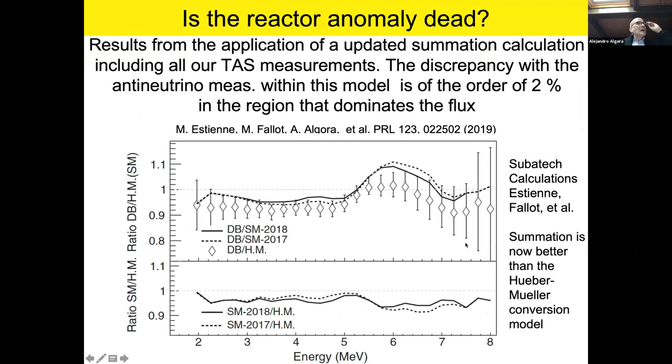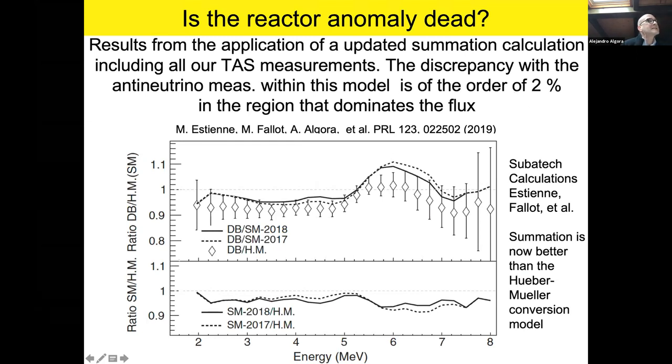So after all this work, we were working like ants, studying individual beta decays to be able to contribute to the antineutrino spectra. The Nantes group performed a new summation calculation, putting together all these TAS measurements. And this is what you see here. This is a ratio of the Daya Bay experimental data with respect to a summation model or the Huber-Mueller model. The black line here is the summation model now, which includes all the TAS data, and the discrepancy with the line of 1, which is the perfect agreement, is of the order of 2%.